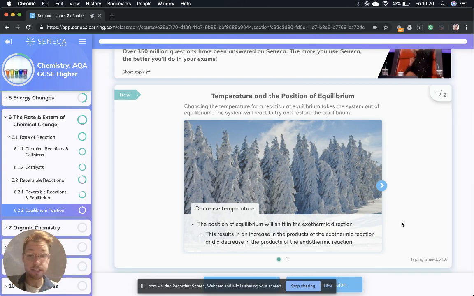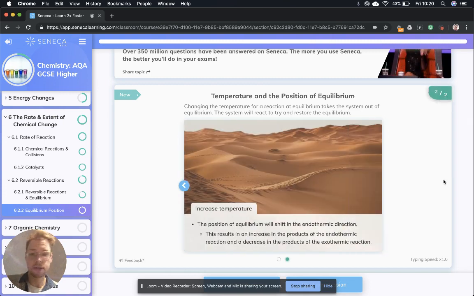So if we decrease the temperature, the equilibrium is going to be like, I want to increase the temperature. So the position of the equilibrium shifts in the exothermic direction, so we make more products that release heat to the surroundings. Okay, so it's just about keeping a balance.